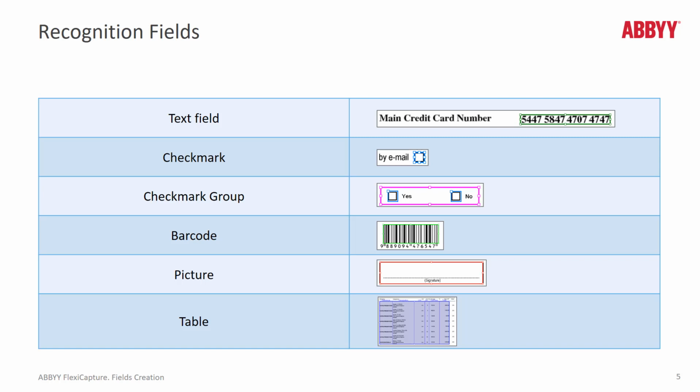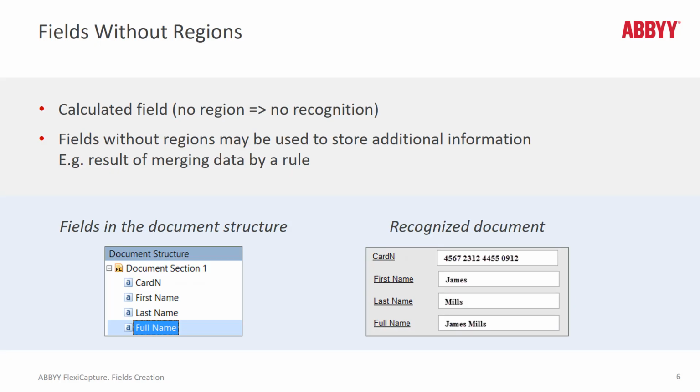Just a quick summary of some of the different types of fields we can capture. Check marks and checkmark groups. And a little more detail about fields without region. So as I mentioned earlier, if I've got a full name field, I've got a first name and a last name on my form, I can create a field without region called full name and merge this data onto my form. And then I probably would not export this field or this field, but rather I would just export the full name field.